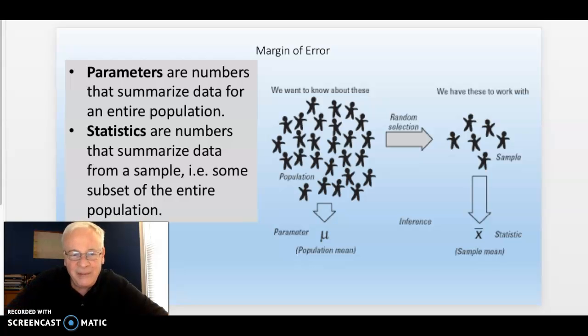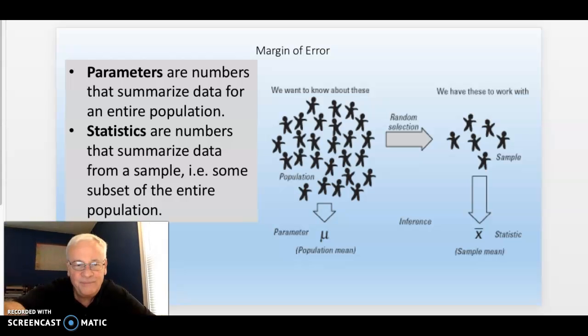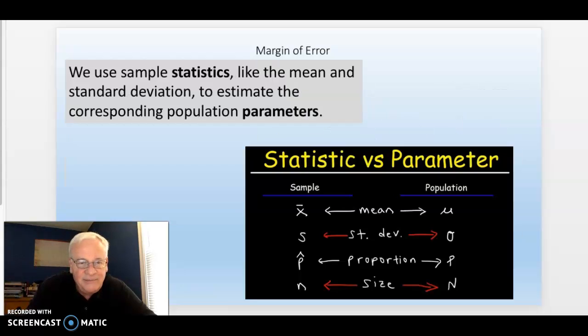Guys, these are two vocabulary words you're going to need. A parameter is numbers that summarize data for an entire population. We call them parameters. Things like the mean or the standard deviation of the entire population, that's a parameter. A statistic is the numbers that summarize the sample. Statistics come from a sample, like a mean and a standard deviation from a sample.